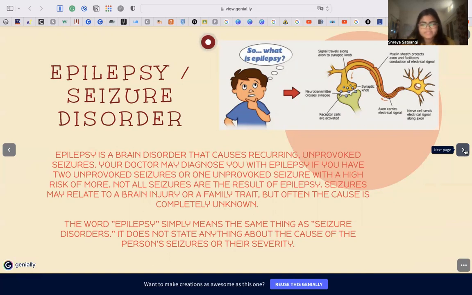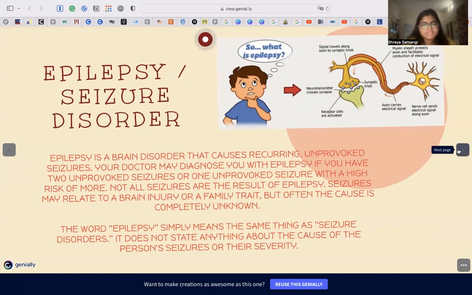The word epilepsy simply means the same thing as seizure disorder. It does not state anything about the cause of a person's seizure or their severity. We know a person has epilepsy when they have unprovoked seizures. That is it. In the diagram, in the figure, we can see what epilepsy is: a signal travels through axons to synaptic nerves, neurotransmitters go across, and all these processes happen. But why does a seizure happen? Let's go to the next slide.